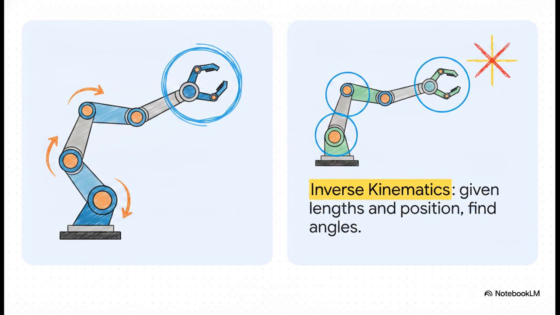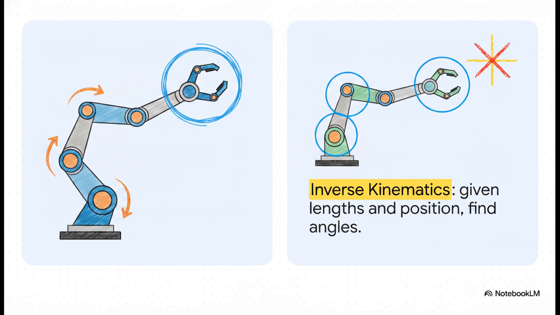Now, what's really interesting about this slide is the contrast between the two main problem sets in robotics. Forward kinematics is basically all about figuring out where the robot's hand currently is. Like, if you were given the exact length of every link in the arm and the exact angle of every single joint, you can easily calculate the final XYZ position of the hand. But inverse kinematics? That works completely backward. It's figuring out how to get the hand there.